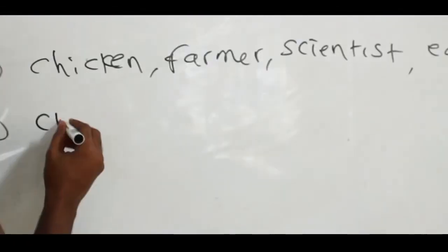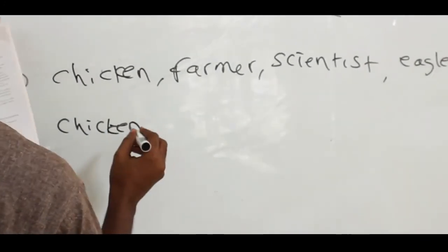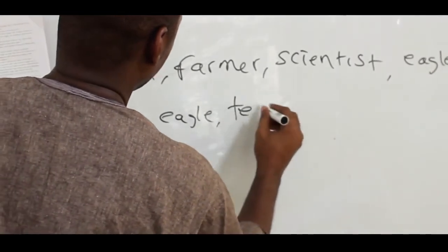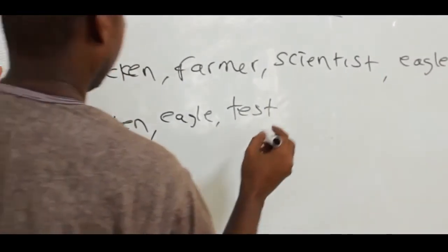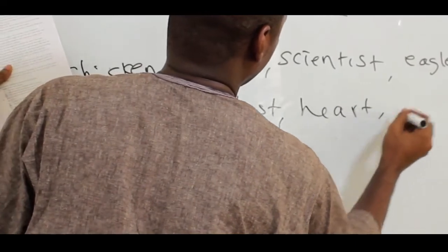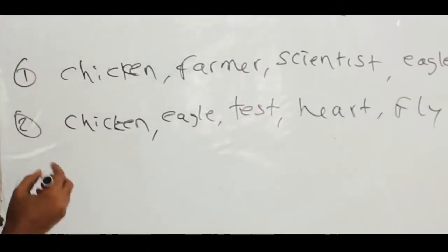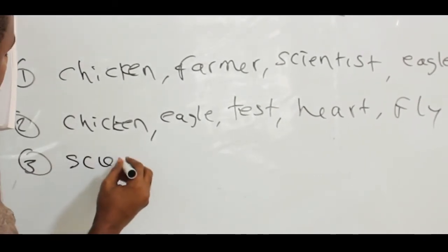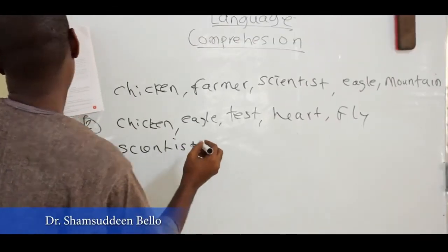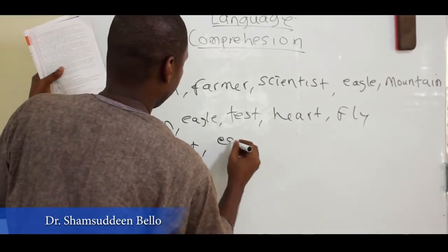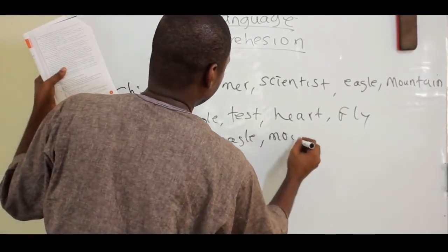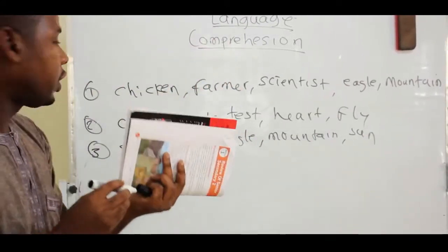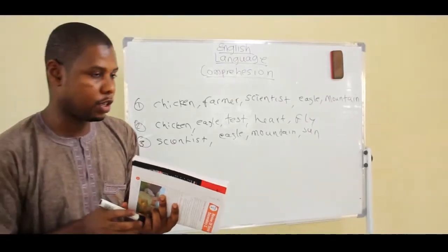Now we go to option number 2. Eagle, test, heart, fly. Now we go to option number 3. Scientist, eagle, mountain, and sun. Now, which of all these 3 do you think best summarizes the passage?